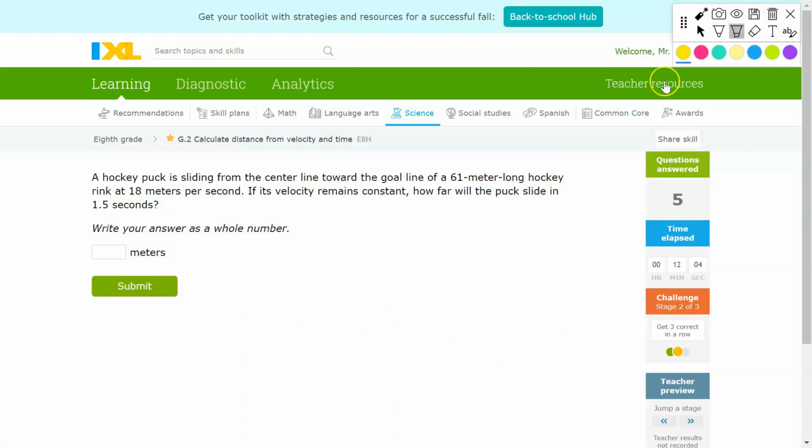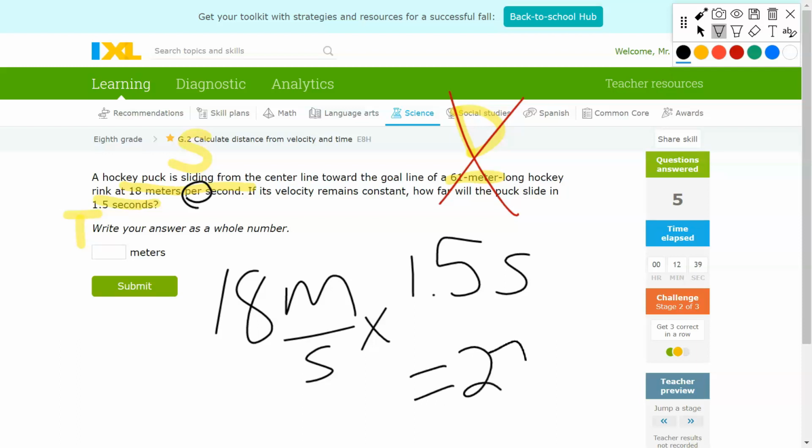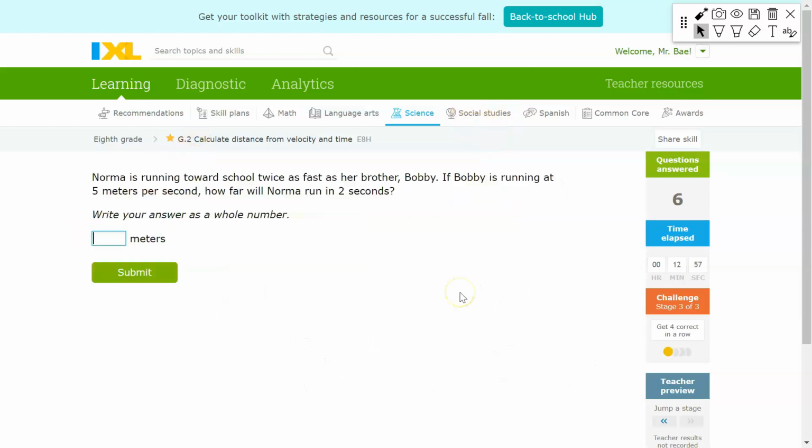Once again, 3 units: 61 meters long, 18 meters per second, and 1.5 seconds. So once again, this is your unit of time, that's your unit of speed, this is your unit of distance, and the key word here is per for the speed. So this one you won't use. We'll then be using 18 meters per second, and we are going to multiply that by 1.5 seconds. Your answer would then be 27 meters because the unit of seconds cancels out, and we'll put in 27 for the answer right there.